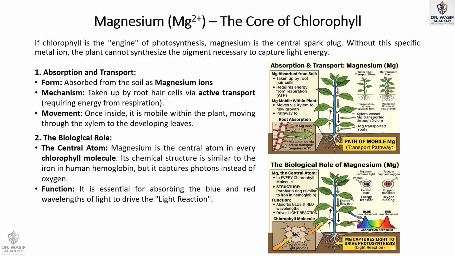Specifically, this magnesium atom allows the plant to absorb the blue and red wavelengths of sunlight. This drives the light reaction, which kicks off the entire process of making food. So without this single atom of magnesium in the middle, the leaf would be as useless as a solar panel kept in a dark box.